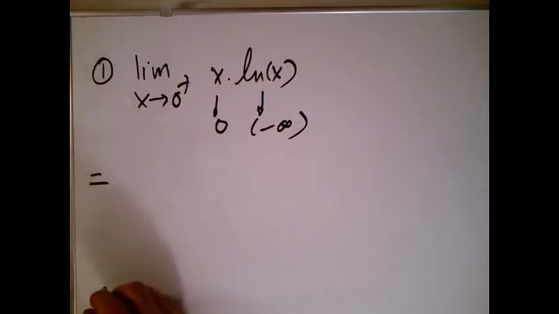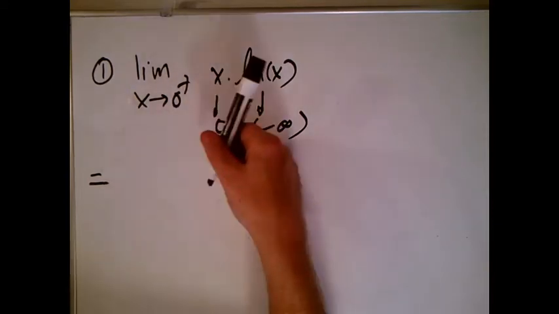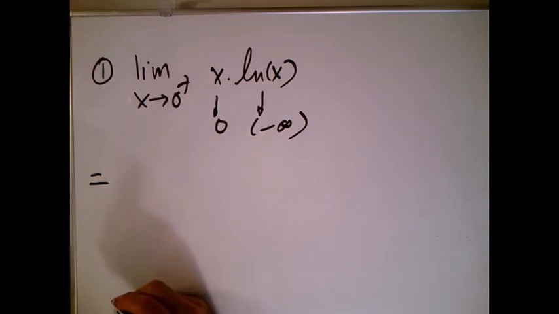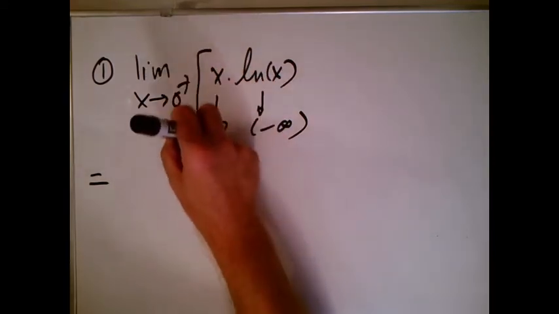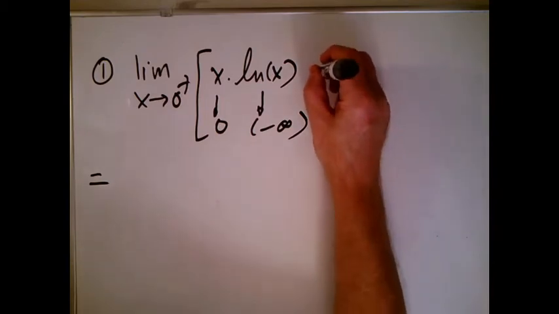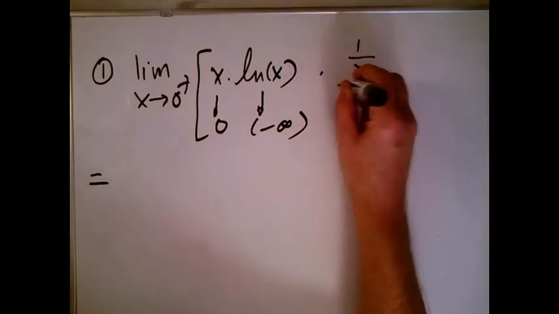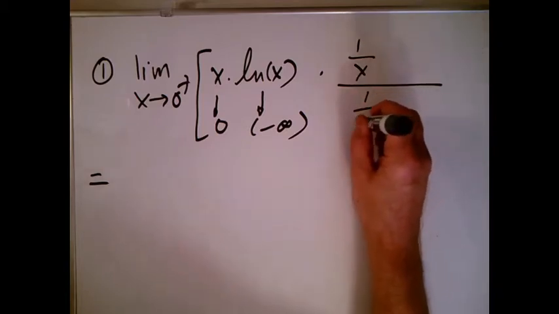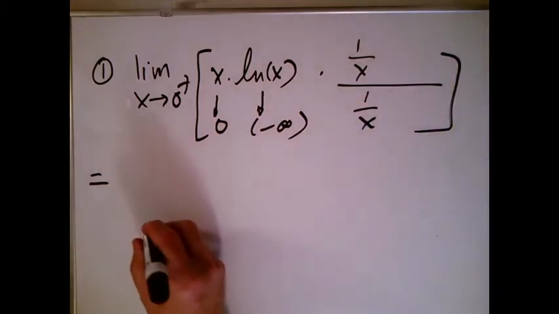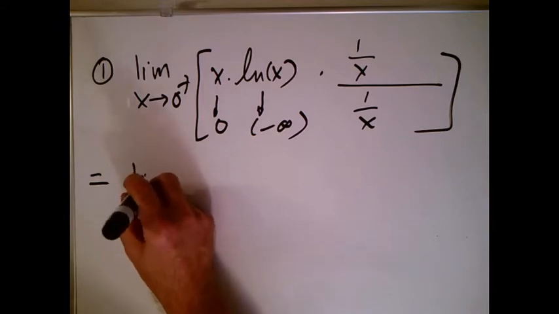But we do know it's indeterminate, and once it's indeterminate, L'Hopital's rule is pretty much the only thing that's going to work. Now the problem is, in order to write this fraction, I'm either going to have to put the x in the bottom or the ln of x in the bottom. I'm thinking x in the bottom is going to be easier, so just before I take the limit, I'm going to multiply this by 1 over x over 1 over x, like that. So I'm not taking a limit yet. I'm just rewriting this as a fraction.